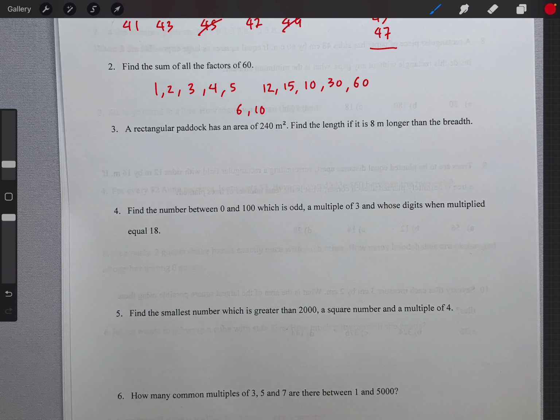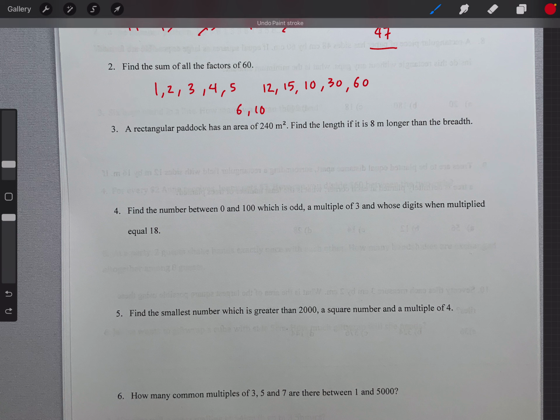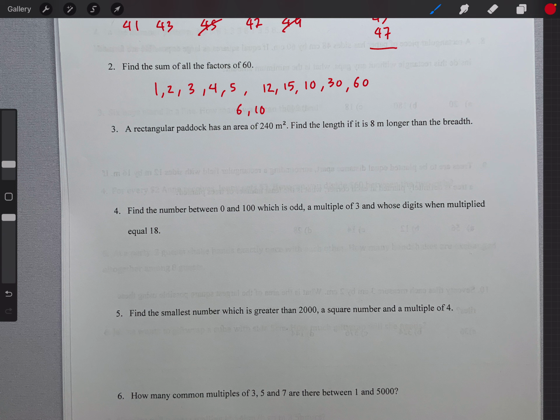It says find the sum, so you've got to add all these numbers together. Sum means add them all up. Okay, so these are all the factors of 60. There you go. Next one says a rectangular paddock has an area of 240. Find the length if it is 8 meters longer than the breadth. Okay, so here you have your rectangular paddock. Now one side is 8 longer than the other side.